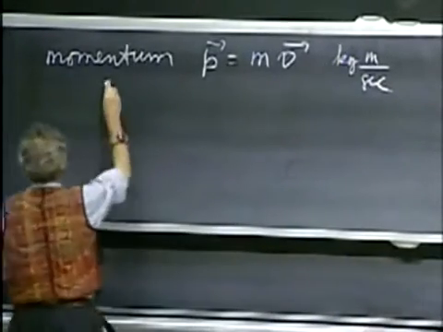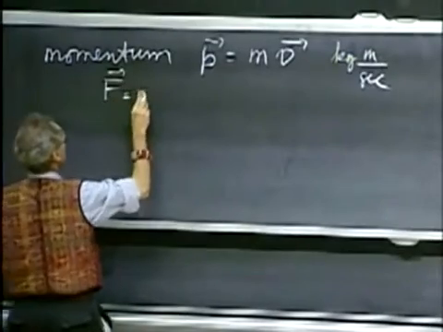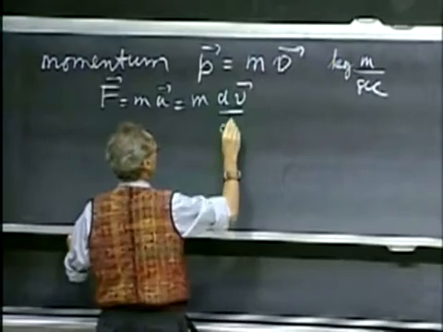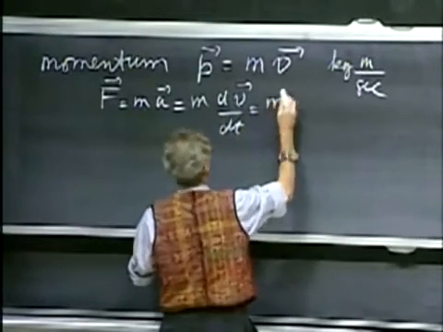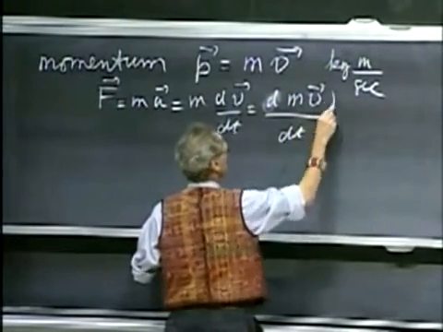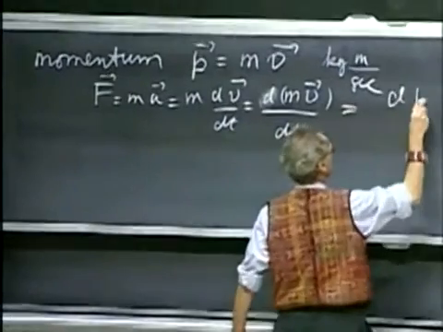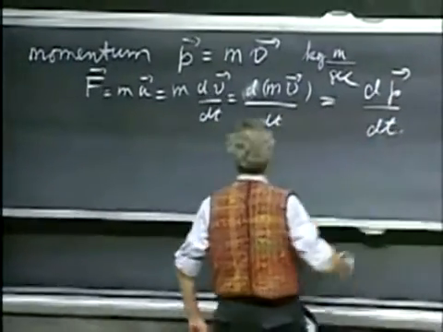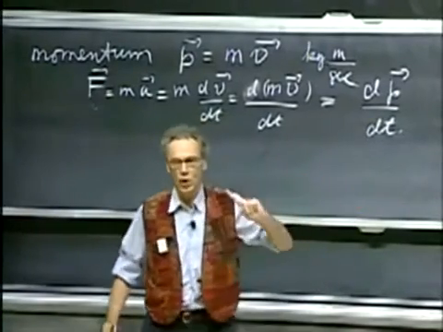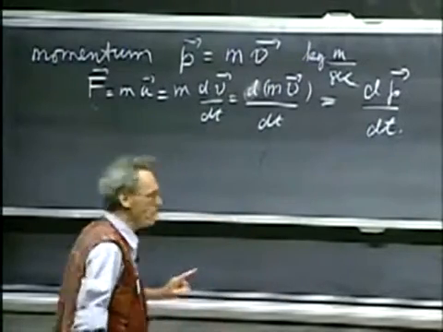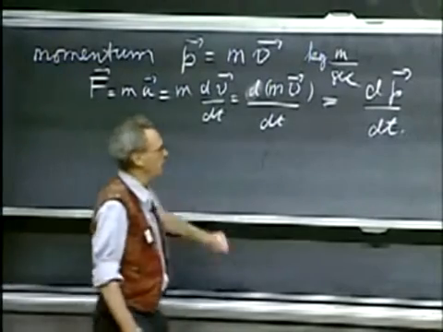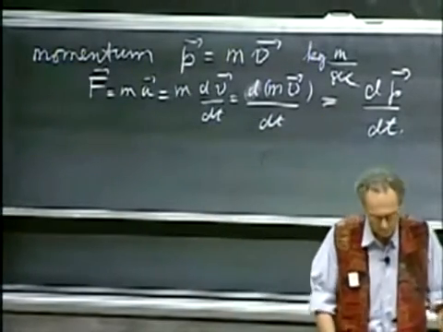F equals ma. That equals m dv/dt. That equals d(mv)/dt. And that equals, therefore, dp/dt. So what you see is that the force is dp/dt. And what that means is, if a particle changes its momentum, a force must have acted upon it. It also means if a force acts on a particle, it will change its momentum.